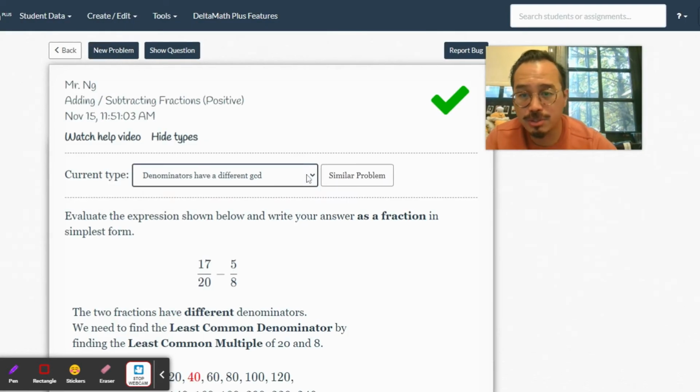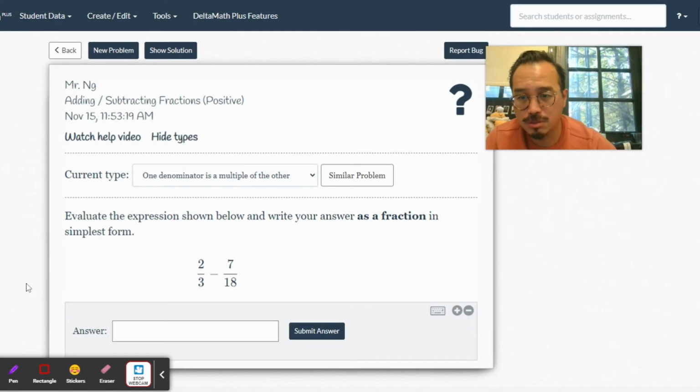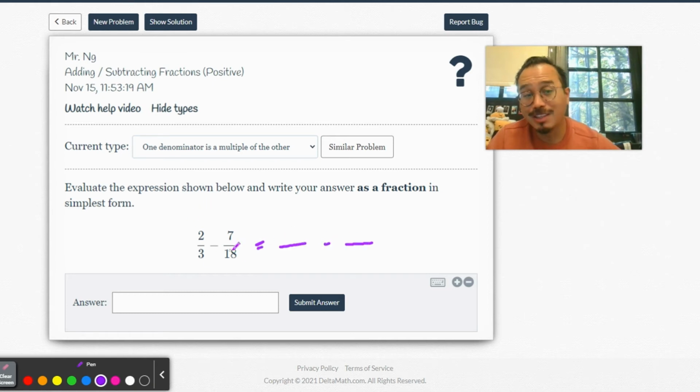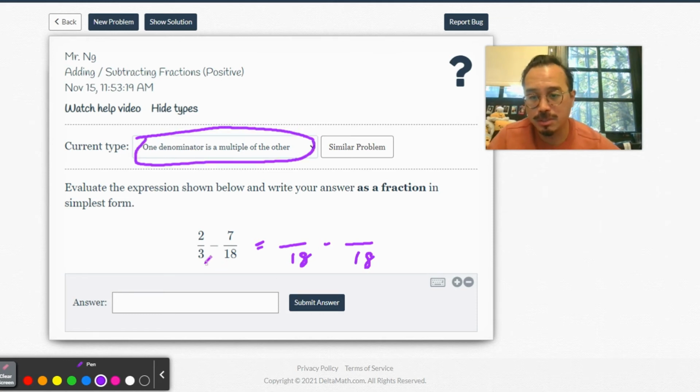All right, now let's do a different kind of question. Now look at this one, right? Very nice question. Here you've noticed that in this kind of question, if we were to make equivalent fractions, the common denominator would be what? Yeah, 18, right? So that's why here it says one denominator is a multiple of the other. So 18 is a multiple of 3. So that's the slightly different kind. Nothing that's going to prevent you from doing homework anyways.